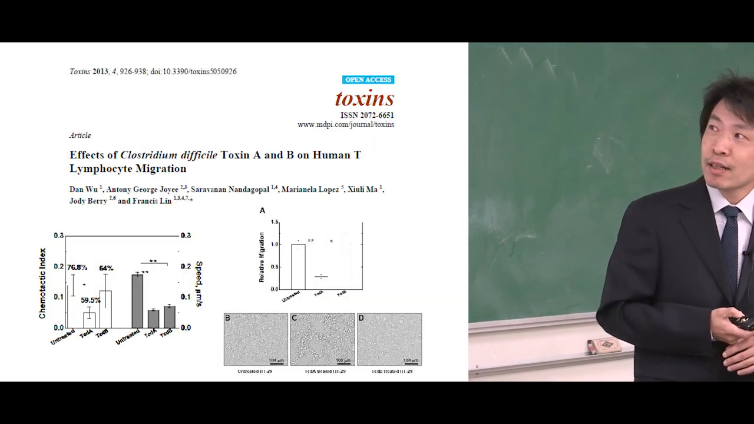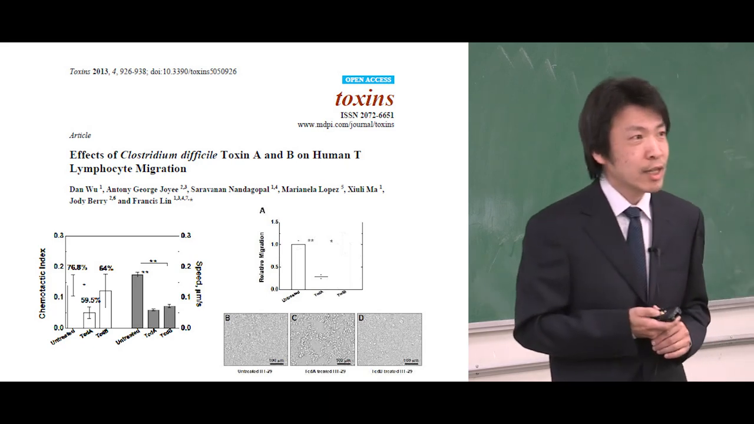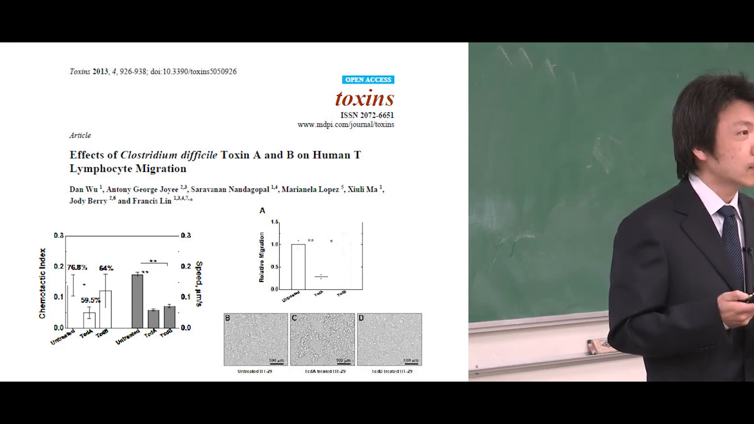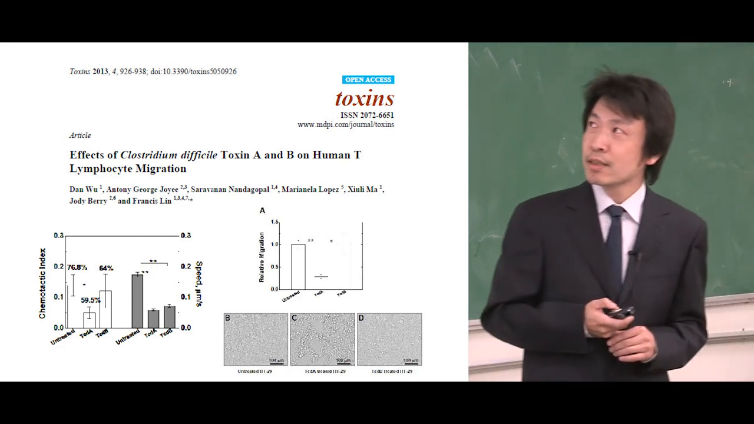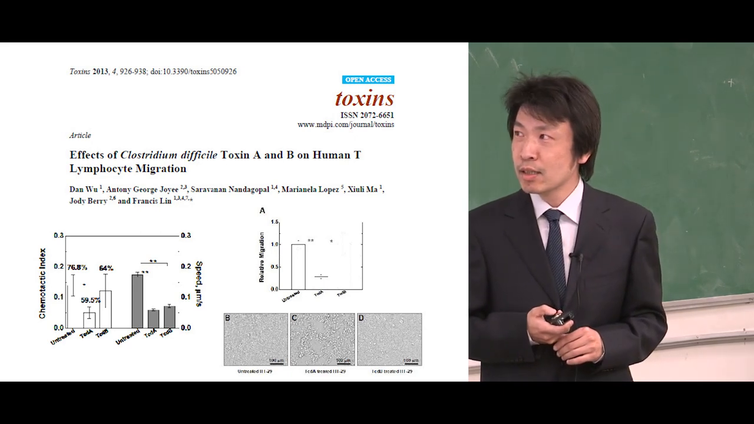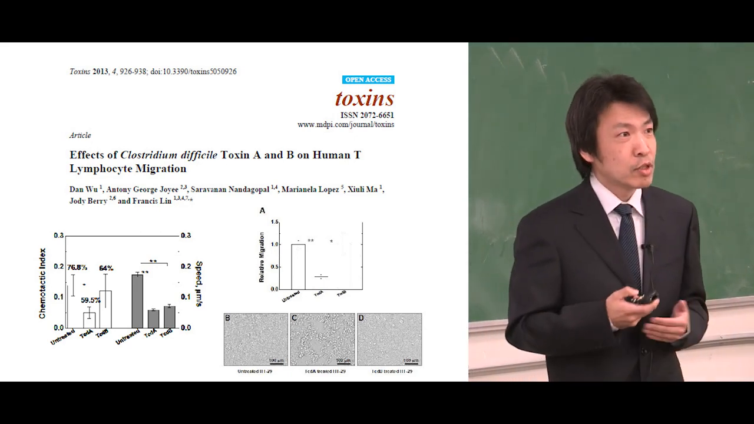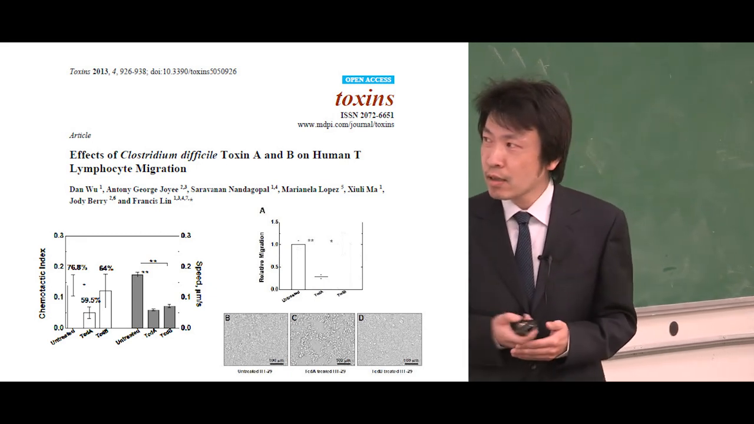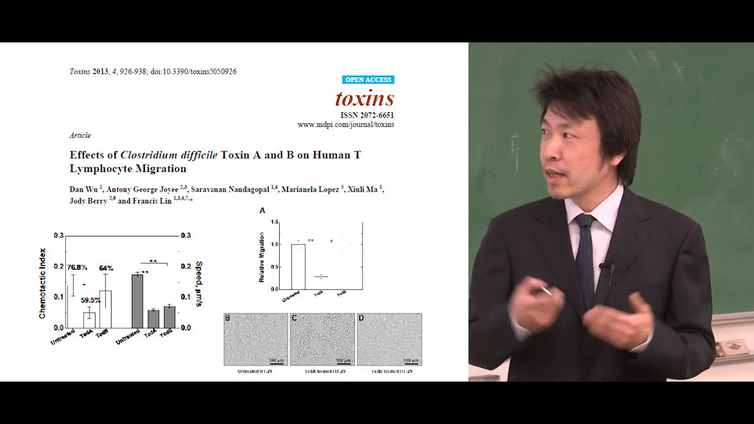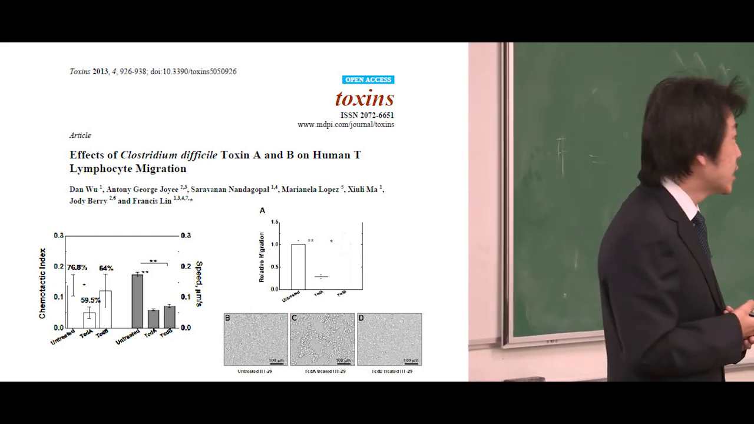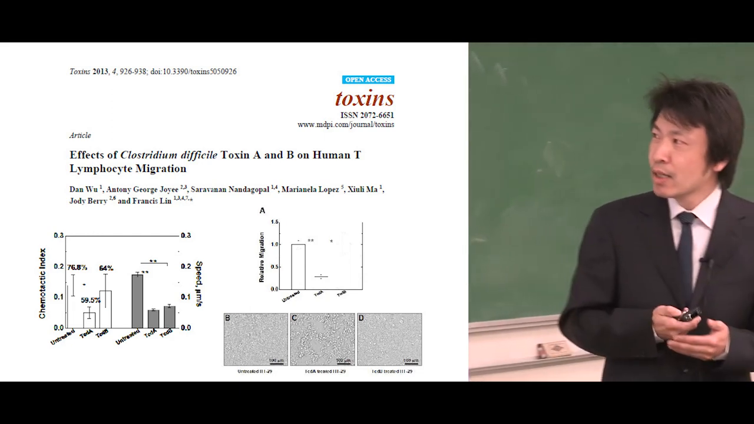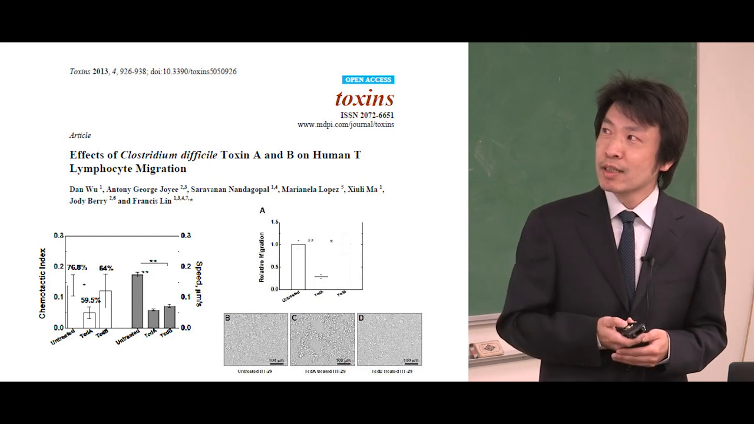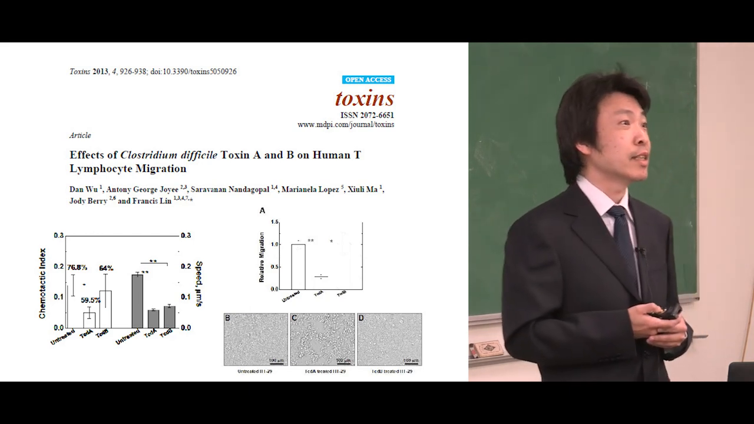We did have a small project to look at the effect of C. difficile toxin on immune cell functions. We found the toxin can affect the migration or the motility of human immune lymphocytes. And furthermore, the toxin can also affect the integrity of the endothelial epithelial cells. But not until recently did we start to look at the potential of microfluidic devices for toxin applications again.